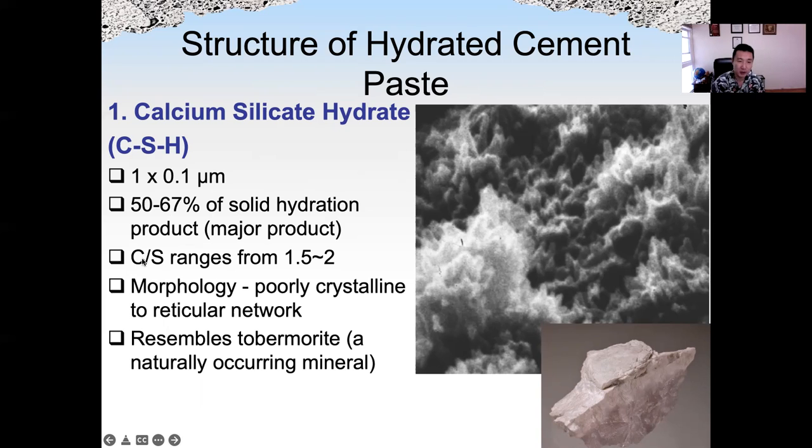We also know the ratio of calcium and silica is not fixed. Okay, it's between 1.5 to 2 in most cases. So CSH looks like tobermorite, which is the picture on the lower right. So tobermorite is a natural mineral. Okay, structurally, CSH from hydration of cement is pretty much similar to tobermorite.